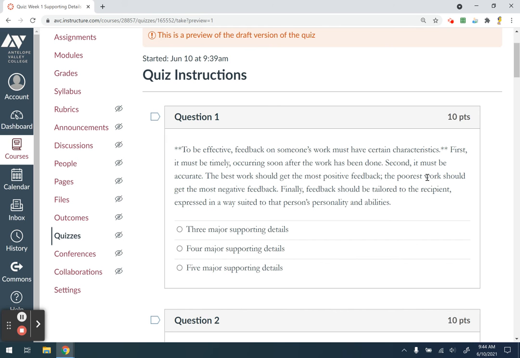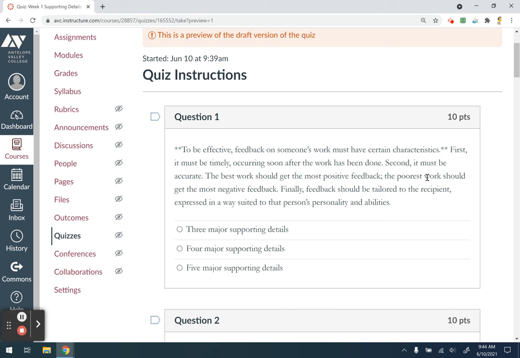So in this case, we're going to look at question 1 here, and this is what your assignment will look like for this week. So you're going to read, and then you're going to tell me how many supporting details there are. Are there 3 major, 4 major, or 5 in this first one here?